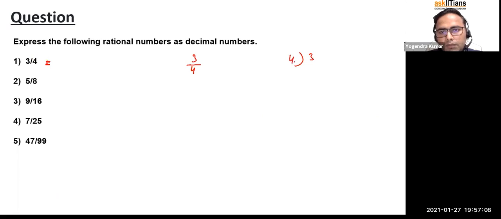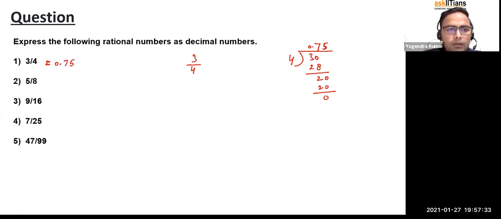3, we divide by 4, we write the point, and then 0. So 4, how many times will it go? 7, 28, then 2 is there, the point is already there, so 0. Now 4 fives are 20, so it is 0.75, right?